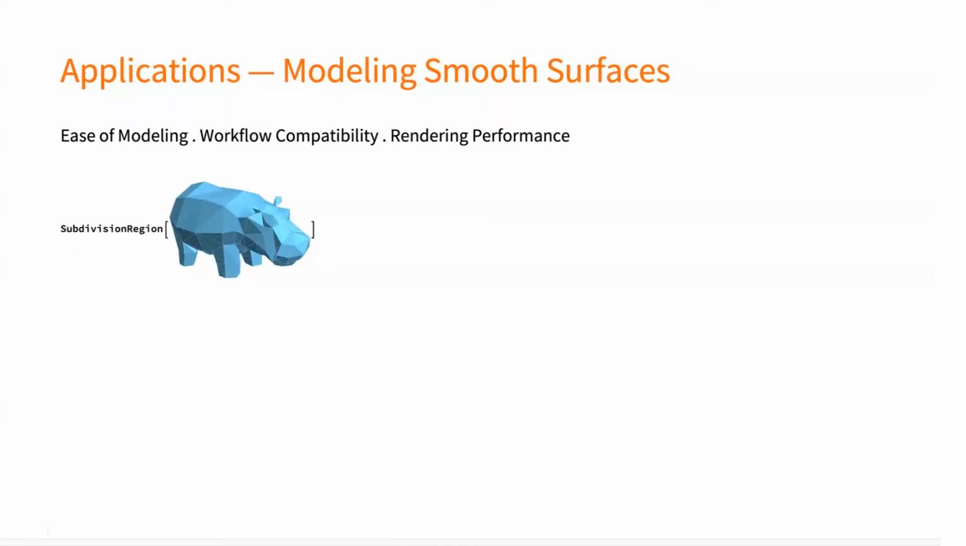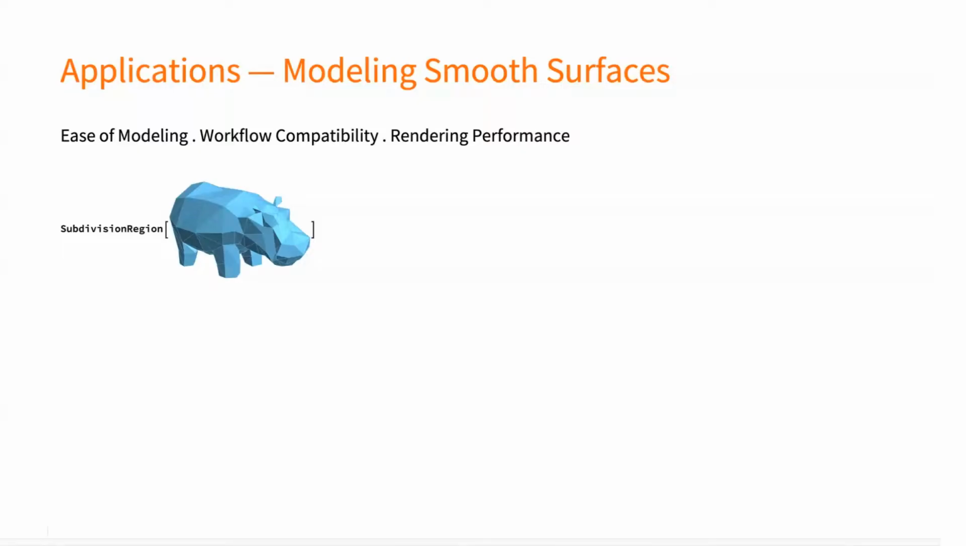Also, there's workflow compatibility, where often subdivision models are easier to texture and animate than alternatives like NURBS. Similarly, when it comes to rendering, since subdivision can easily be turned into a mesh, which renders very quickly, it performs very well compared to other alternatives like NURBS, which can be a little trickier and require special shaders.